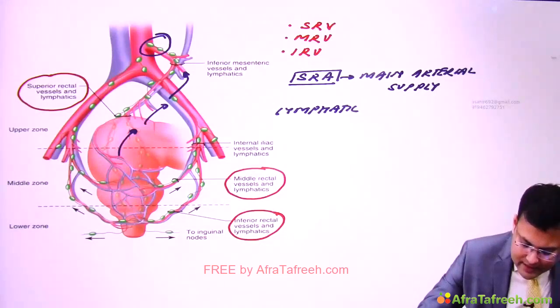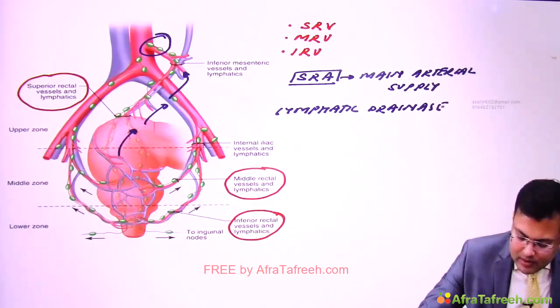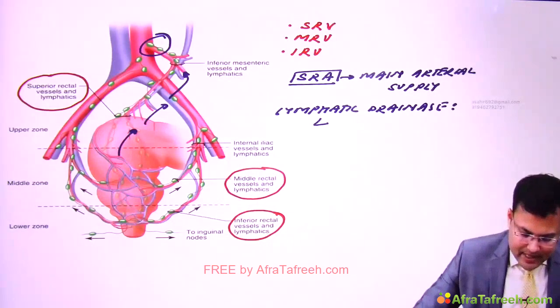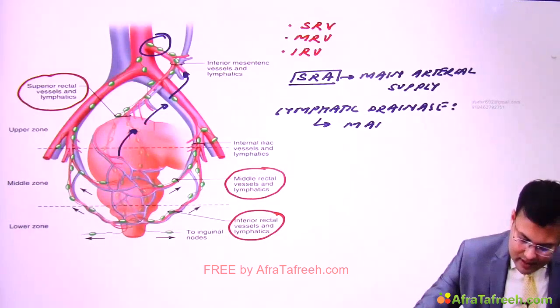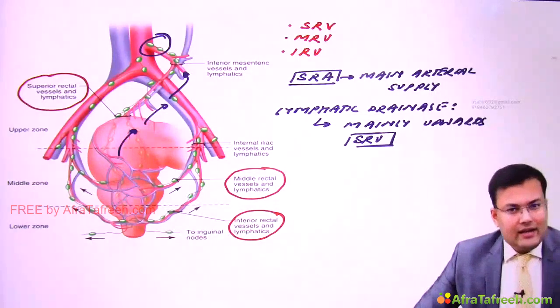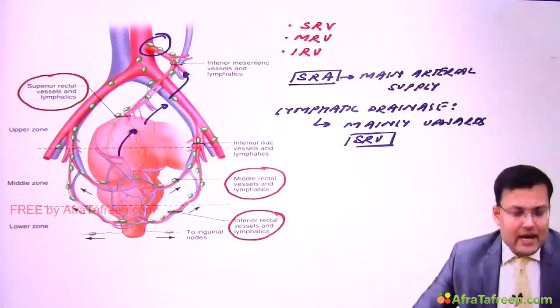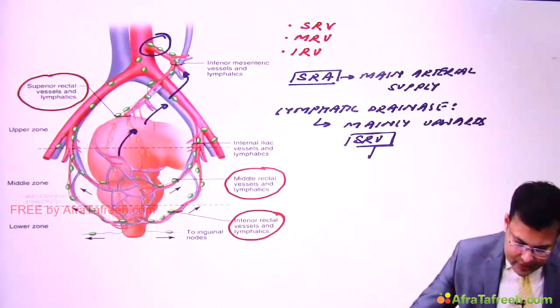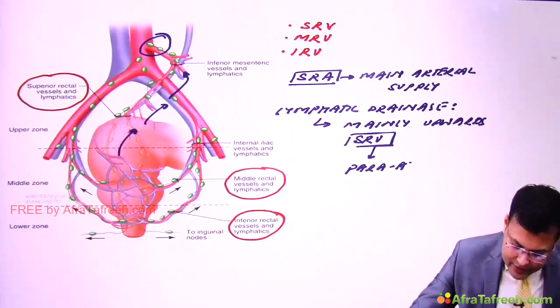So lymphatic drainage of the rectum follows the vascular supply and is mainly upwards, towards the superior rectal vessels. Clear? And drainage ultimately goes to the para-aortic nodes. So these are important points related to anatomy.